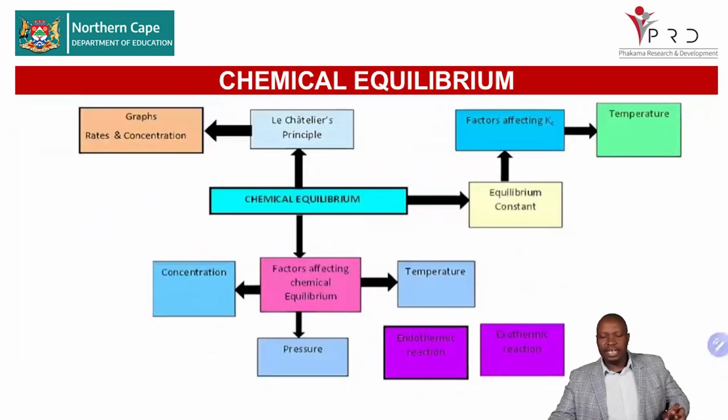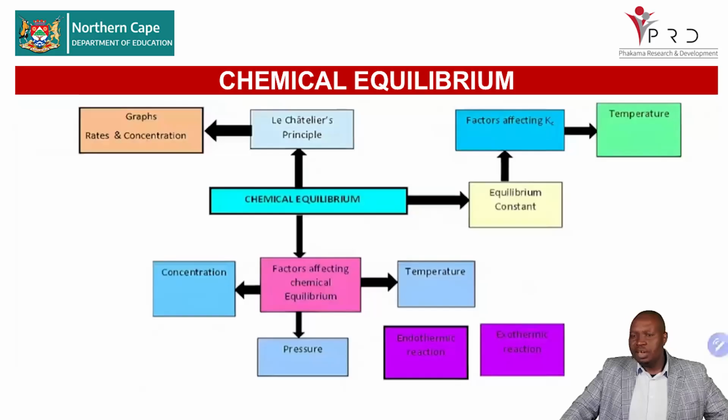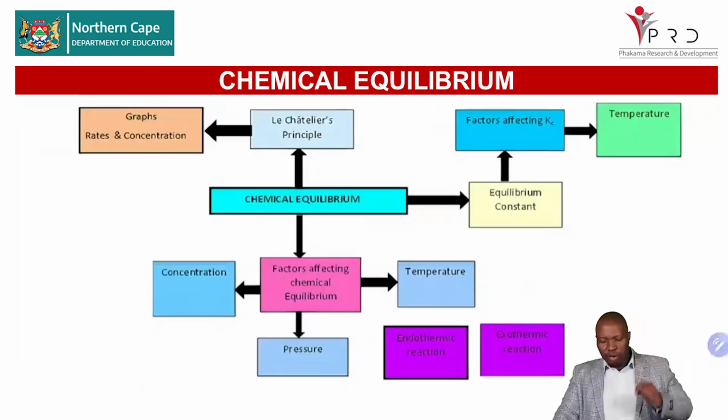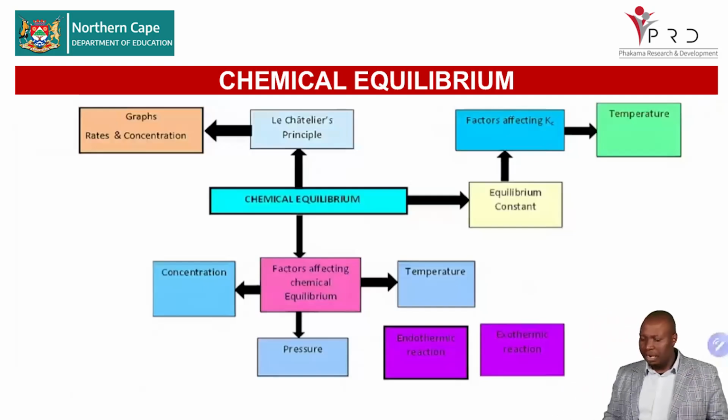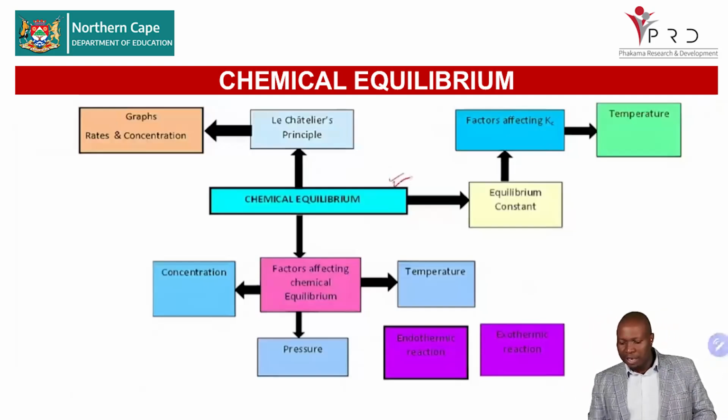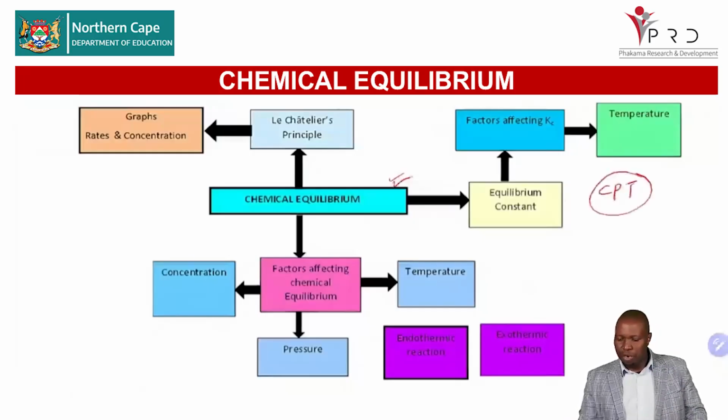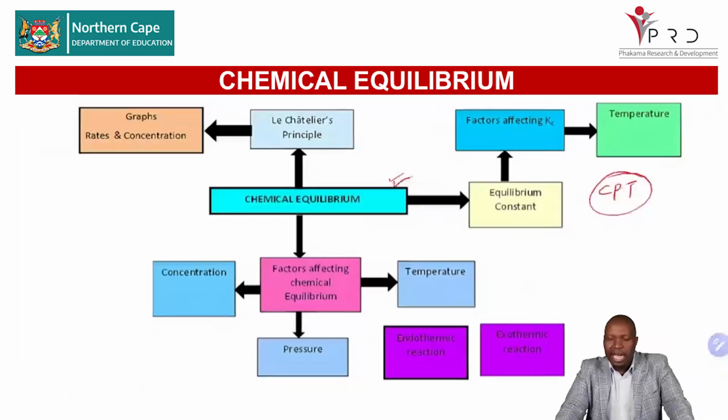And then definitely you will get a question on chemical equilibrium. Just wanted to emphasize here, as you revise, look at chemical equilibrium. Remember we said it's a dynamic equilibrium where the rate of forward reaction is equal to the rate of reverse reaction. We said there are only 3 factors here that we are looking at that are affecting it: concentration, pressure, and temperature.